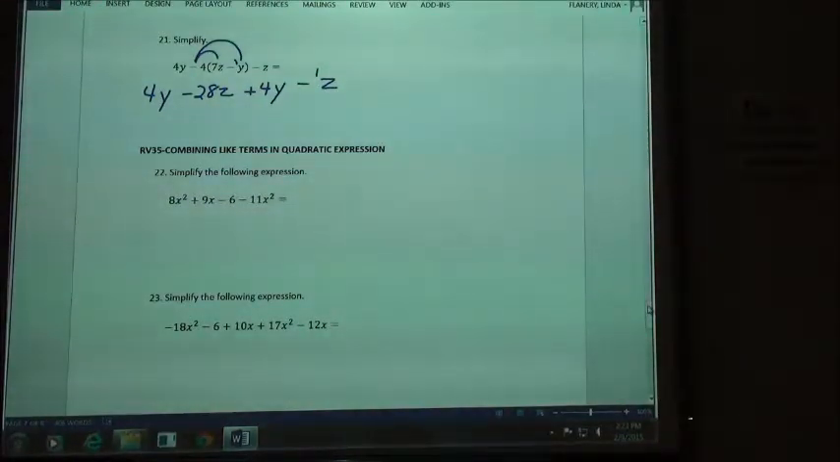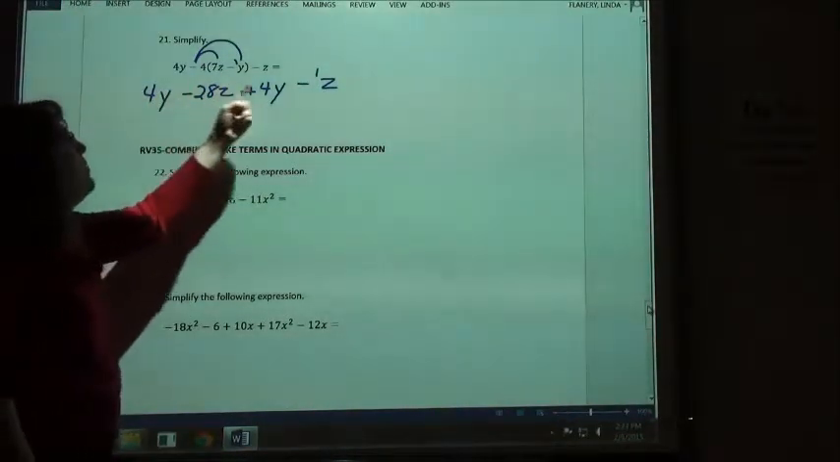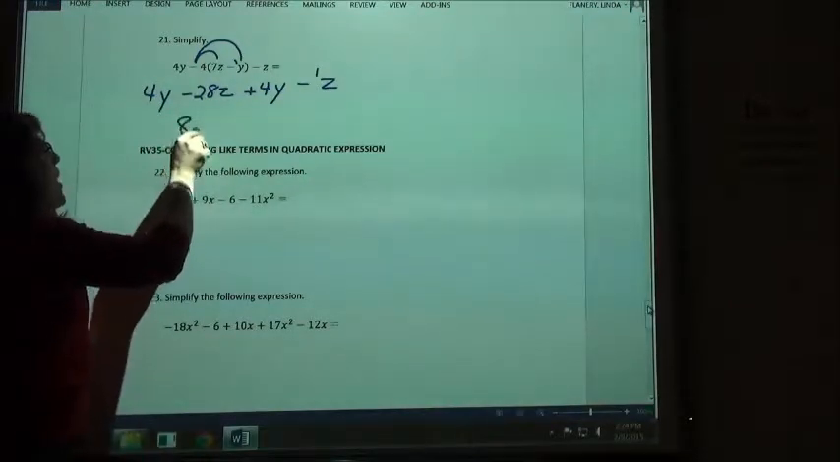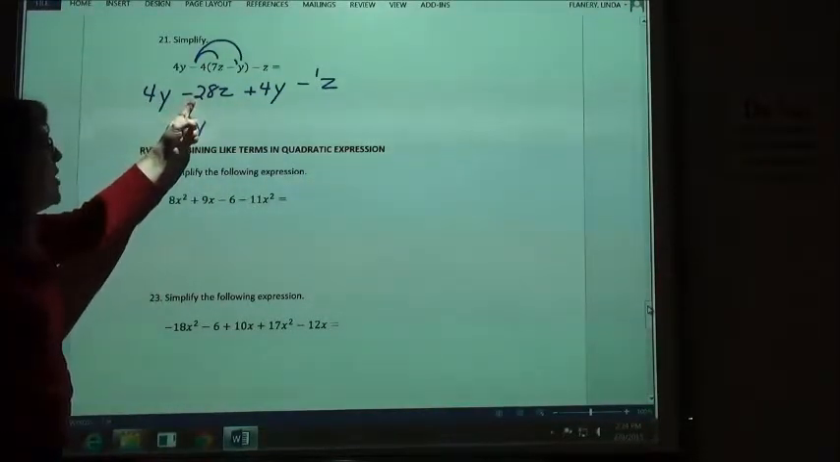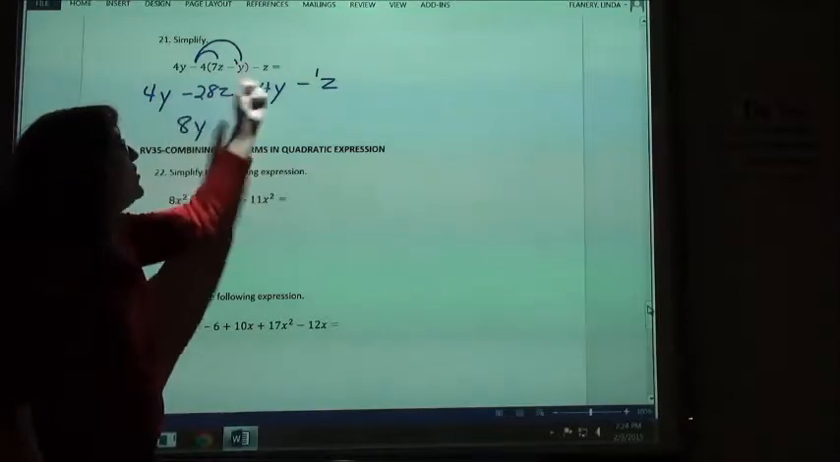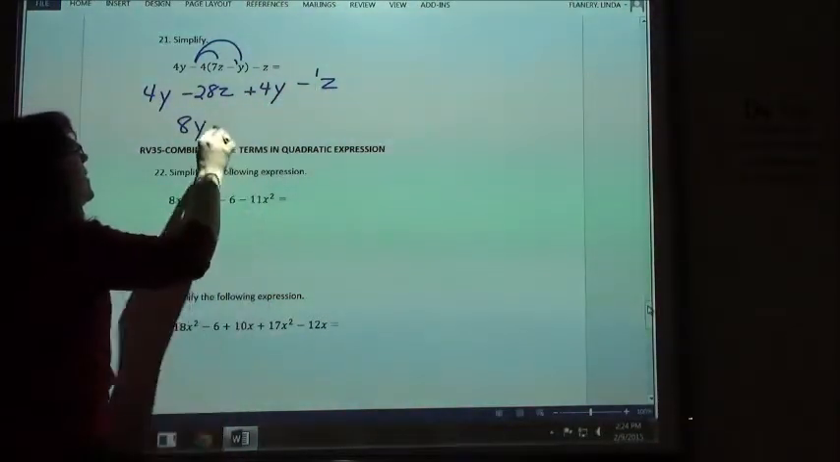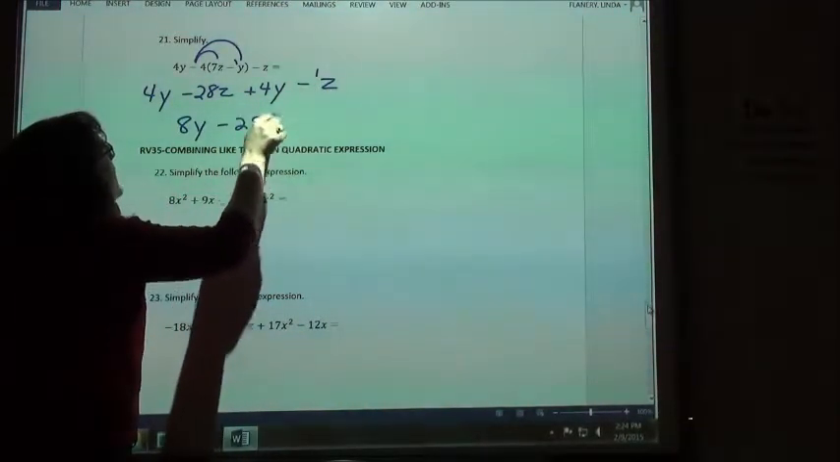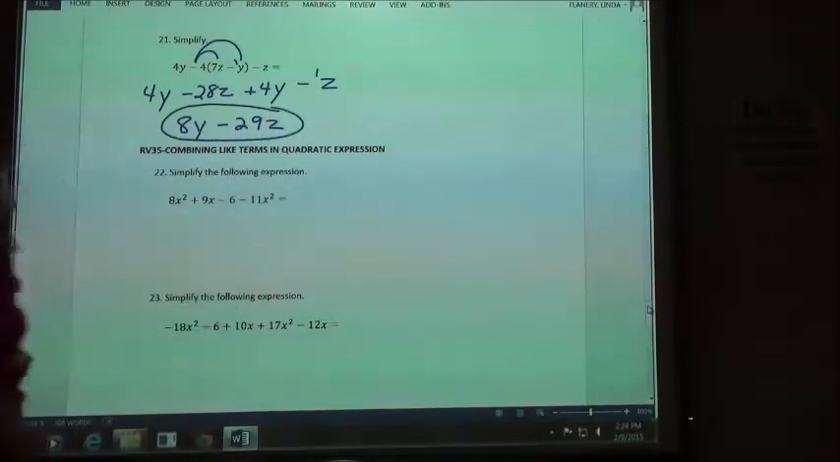So when you combine your like terms, 4y plus 4y is 8y. Negative 28 minus 1, I have to add and keep my sign, so negative 29z. So 8y minus 29z would be my answer.